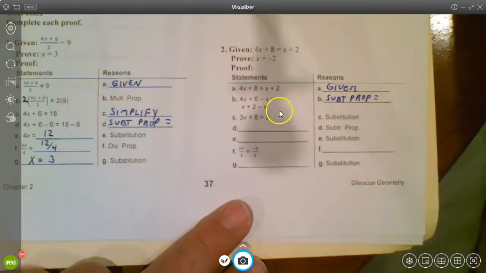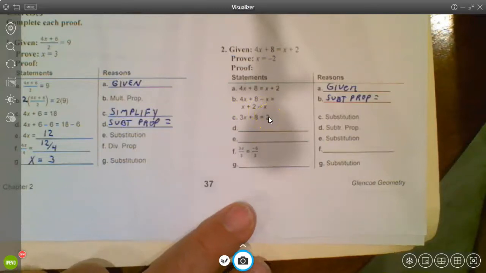As far as the next move, we are simply saying that 4x minus x is 3x. So that's the left side of the equation. On the right side of the equation, x and negative x would cancel, just becomes 2. So just basic algebra simplifying. Again, I would have put simplify right there. So where do you want to go from here?